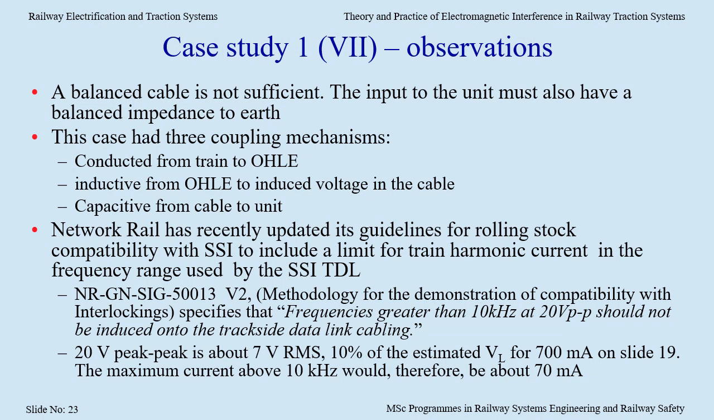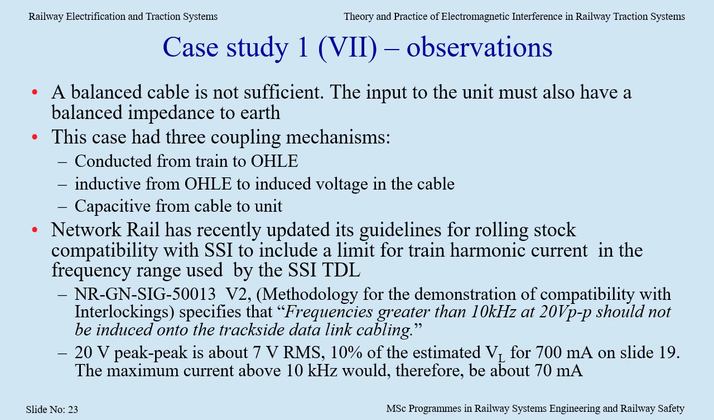Some observations on this case study. Firstly, a balanced cable is not sufficient. The input to the unit must also have balanced impedance to earth. In fact, the whole signal path from start to finish must have a balanced impedance to earth. This case had three coupling mechanisms in series. Firstly, conducted interference from the train onto the contact wire, and induced from the contact wire to the induced voltage in the line side cable, followed by capacitive coupling from the cable into the unit.